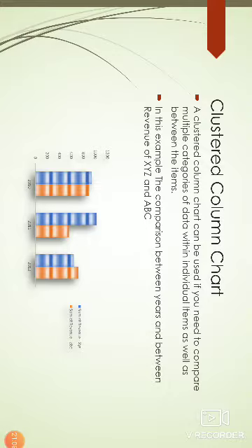So in 2010 we have sum of revenue XYZ and sum of revenue ABC. Here the blue color indicates sum of revenue XYZ, and the orange color represents sum of revenue ABC. So it compares multiple categories of data within individual items as well as between the items. Here 2010, 2011, 2012 are individual items. In that we are comparing multiple categories, that is sum of revenue XYZ and sum of revenue ABC.